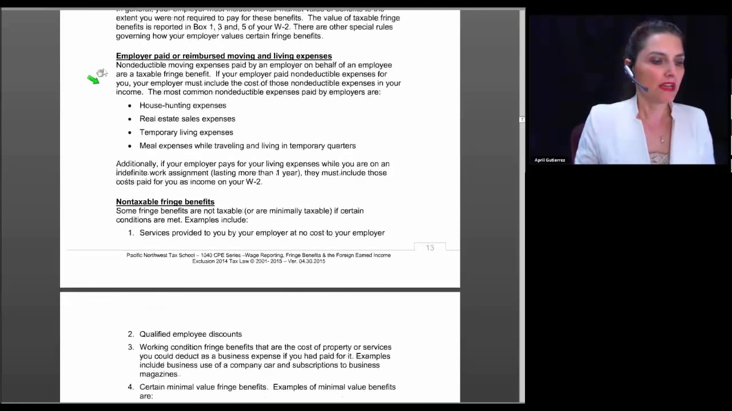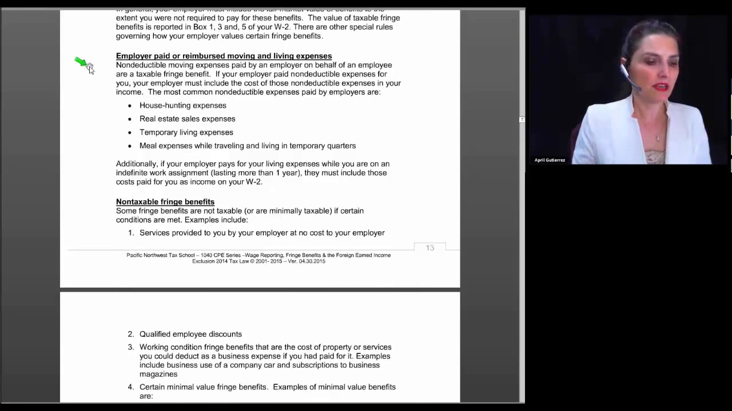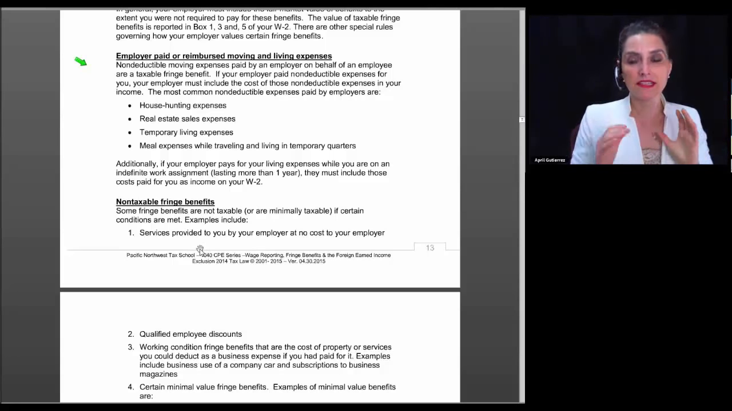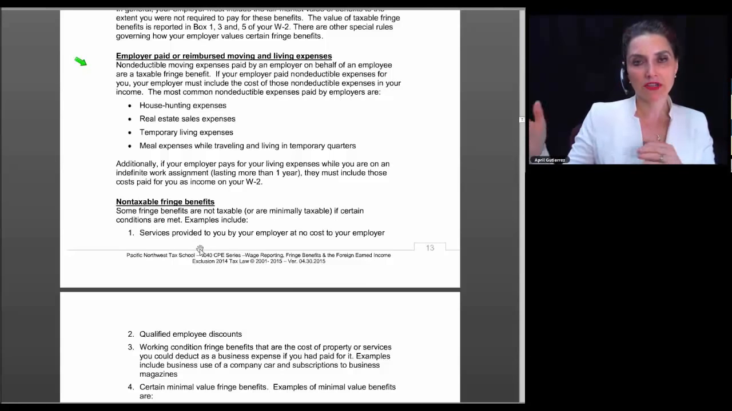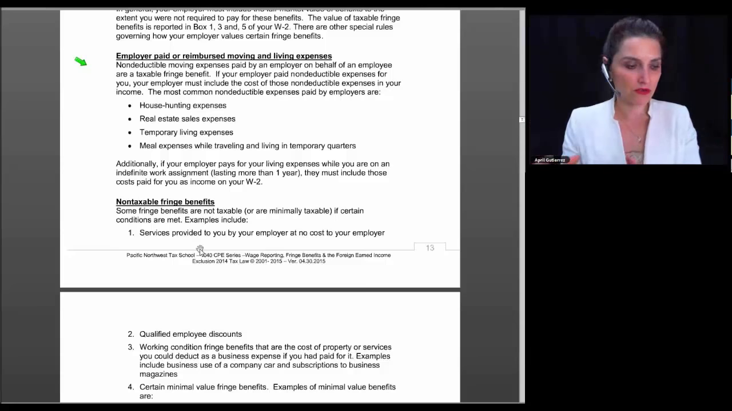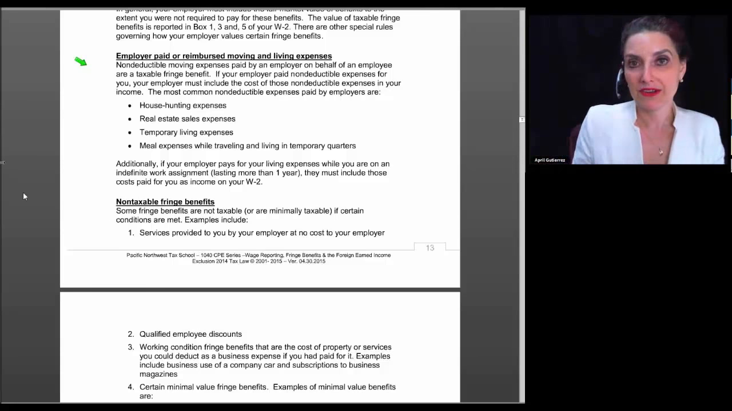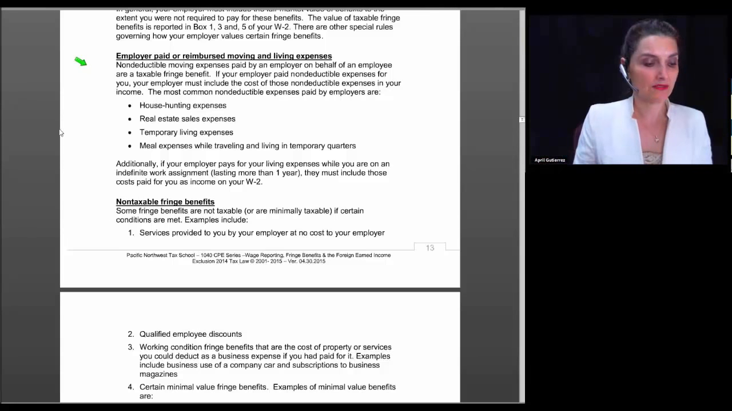Now, employer-paid or reimbursed moving and living expenses. Non-deductible moving expenses paid by an employer on behalf of an employee are a taxable fringe benefit, and if your employer paid non-deductible expenses for you, they have to gross up your W-2 by the amount of these expenses. And as I said, in my above-the-line deductions class, we're going to take a look at how this appears on the W-2 and how it carries to 3903 and so forth, or if it can carry to 3903, but certainly how it carries to line 7 of the 1040.